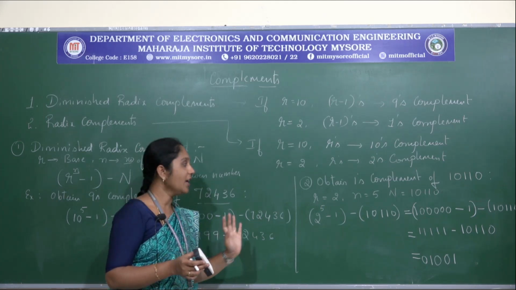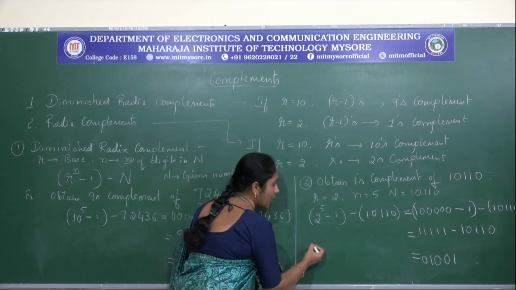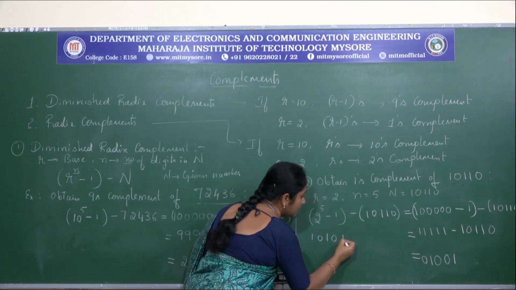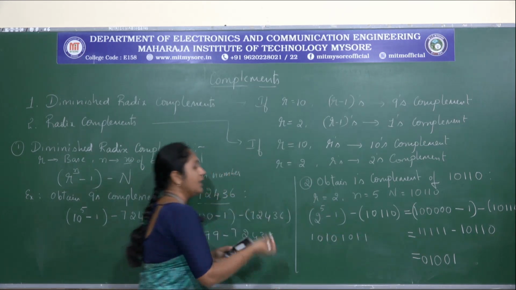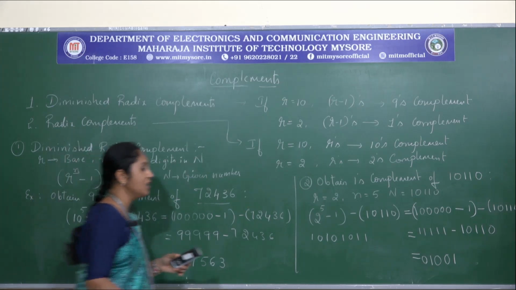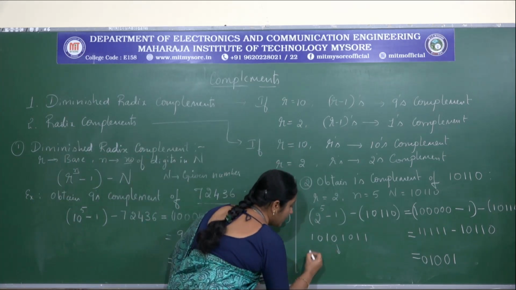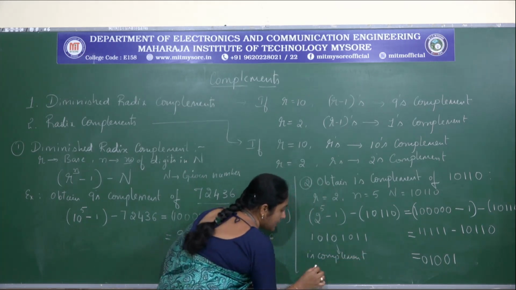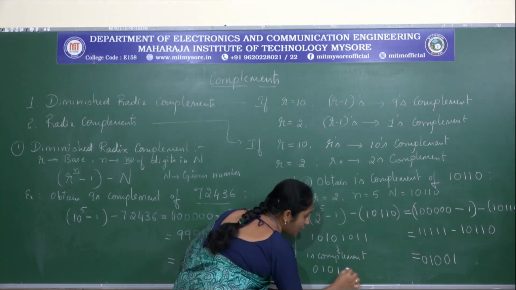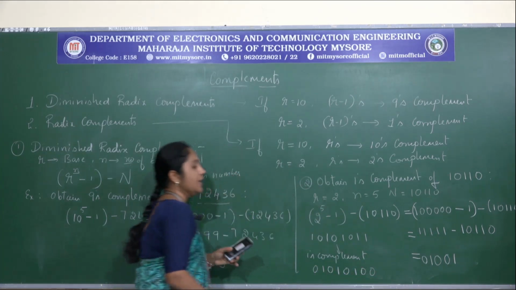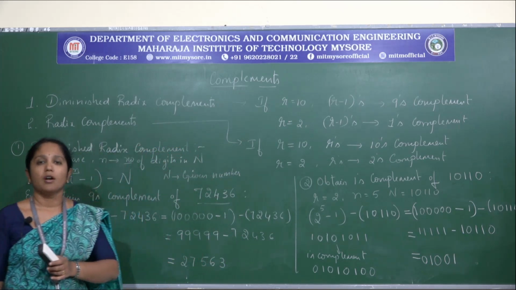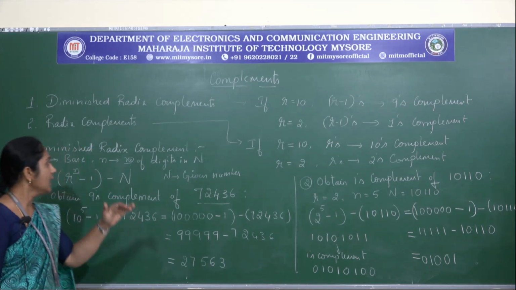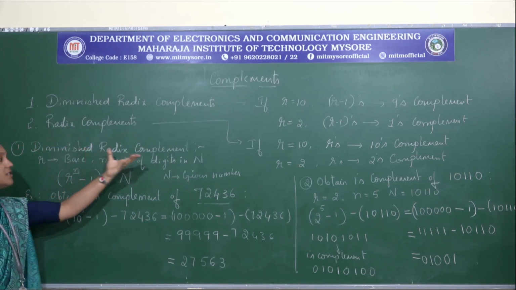That is sufficient. Therefore, if I give some other example, let me consider this string. If I ask you to obtain the ones complement of this, it is 0, 1, 0, 1, 0, 1, 0, 0. Simply put zeros for ones, ones for zeros. That is the procedure. So this is about diminished radix complement.